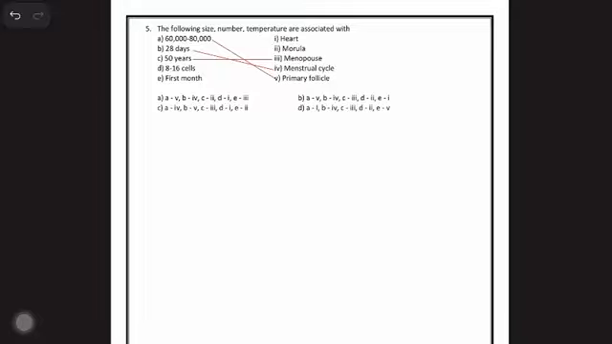8 to 16 cell stage morula. First month heart is formed. So the answer is A with 5, B with 4, C with 3, and D with 2, and E with 1. So answer is option B.